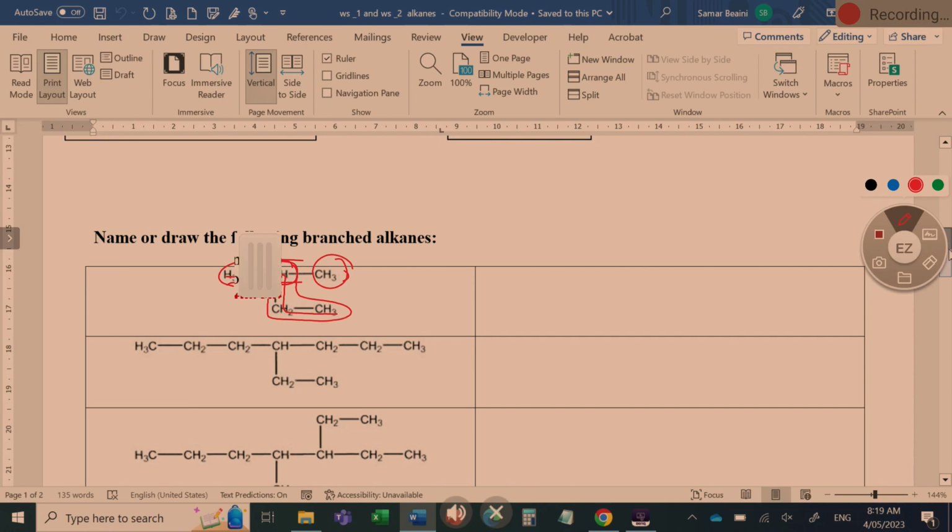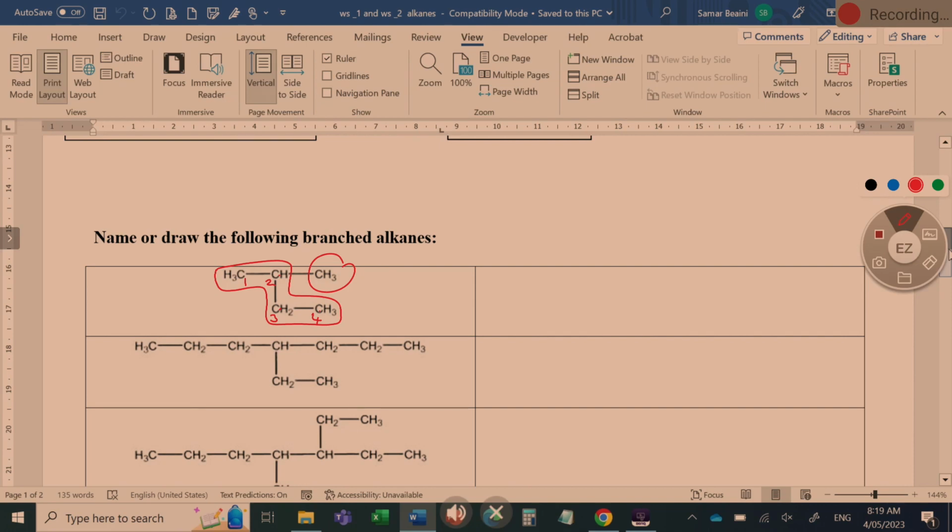So let me draw it better. I chose this route: 1, 2, 3, 4, because it's the quickest to my side chain. If I number from the other end, 1, 2, 3, the side chain is at position 3. Too long. Does that make sense?